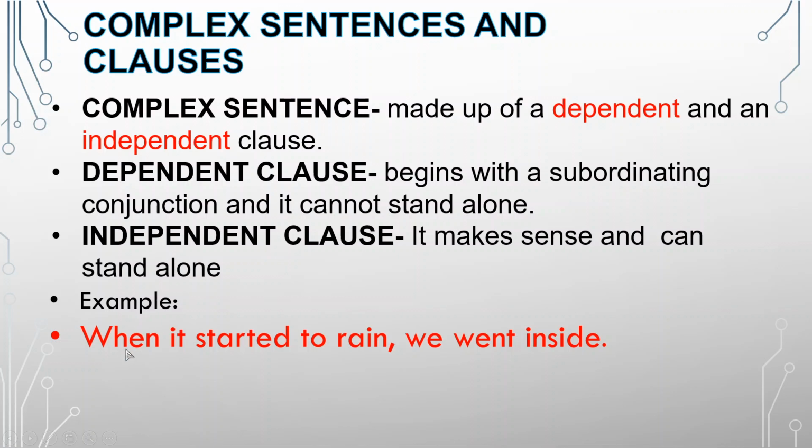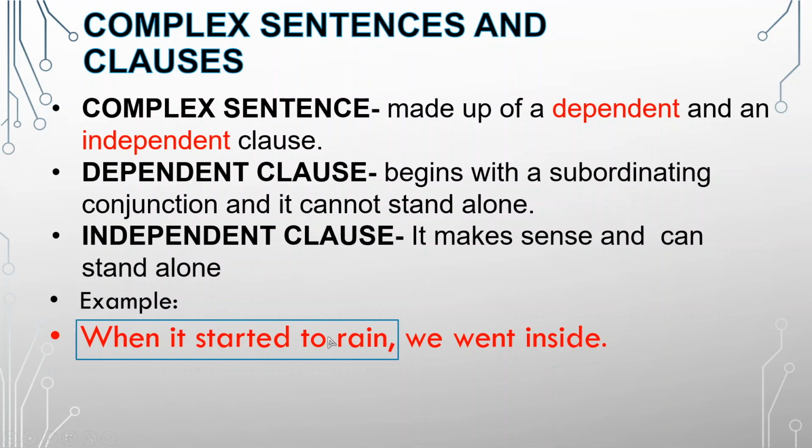So we have here when. So, when it started to rain. That is our dependent clause. Again, it's very easy to find a dependent clause because you are going to look for a subordinating conjunction only, and go with it until the comma. Okay, so most of the time it ends in a comma. All right. So until the comma, all of these words will be called a dependent clause.